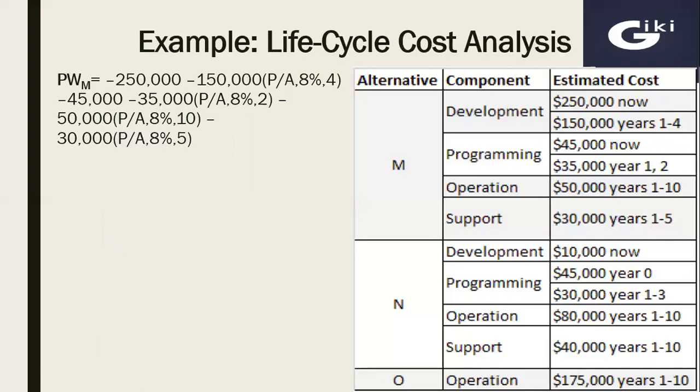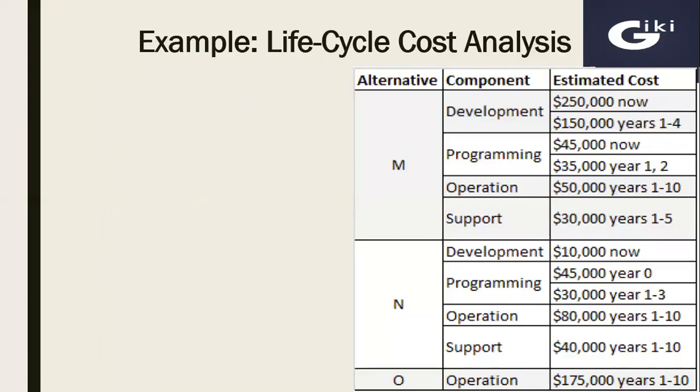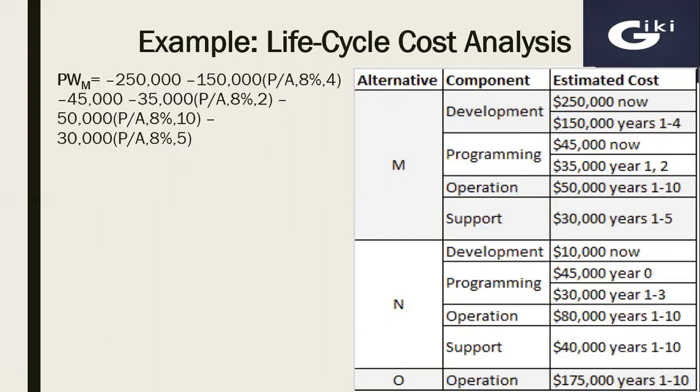So first of all, we need to calculate present worth of all these components. So let's start with project M. The present worth of development component will be equal to present worth of 250,000 at time zero. This amount is already at time zero. We do not need to perform any calculation to convert it to time zero.